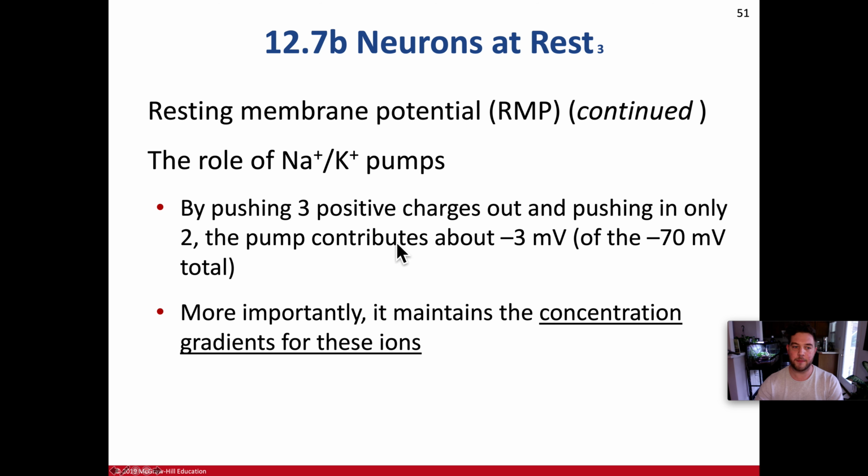You have your sodium-potassium pumps. Remember, it's 3 positive charges out and 2 in. So 3 sodium out, 2 potassium in. It only contributes a small amount to the membrane potential, so really it's that concentration gradient that it's helping us with.